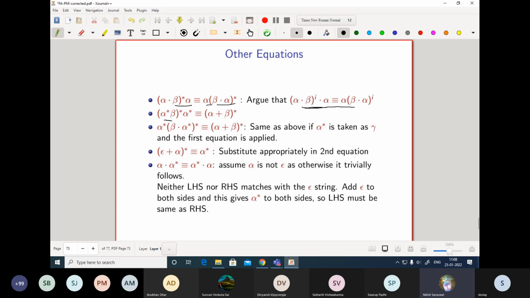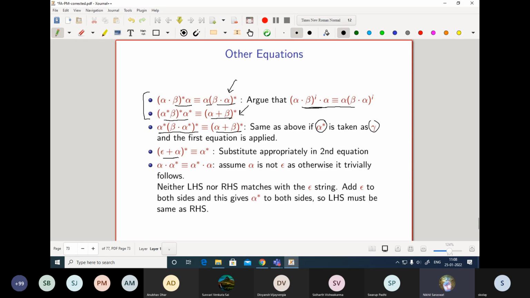Next is alpha star beta star alpha star is equivalent to alpha plus beta star. Again, look at what are the languages on each of the left hand side and right hand side. Combining these two things appropriately, you can get alpha star beta alpha star whole star is equivalent to alpha plus beta star. So try to take alpha star as gamma and try to apply this, or I think you have to apply this first and then you apply this and then you will get this expression.